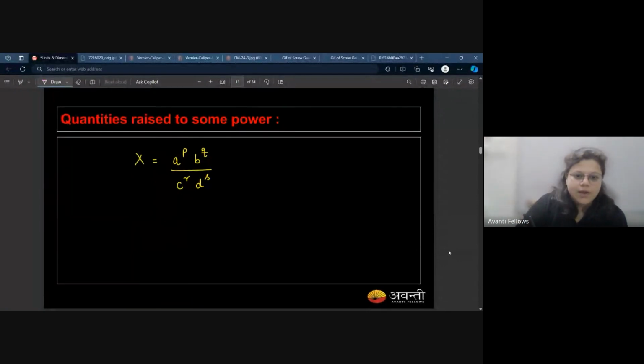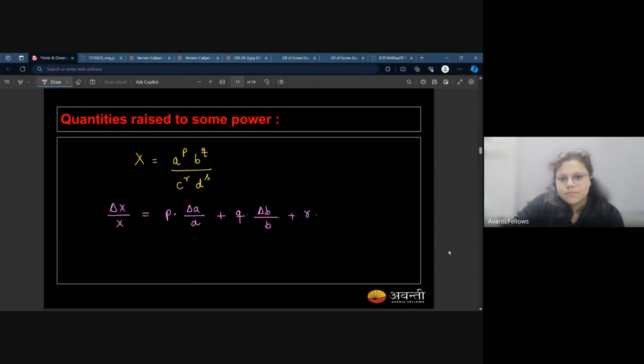Listen to me. It would be delta x by x is equal to p times delta a by a. See, a and b are in multiplication, but they have powers as well. So what you will do is bring that power in as a multiplier and write the fractional error. Then put the sign of addition and do the same for the others, like this. Is it fine?